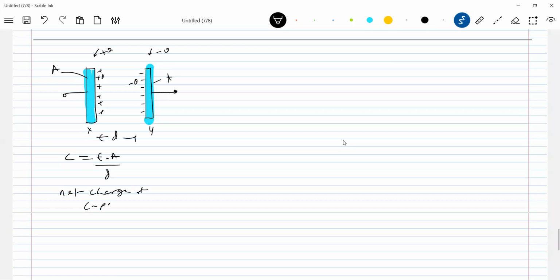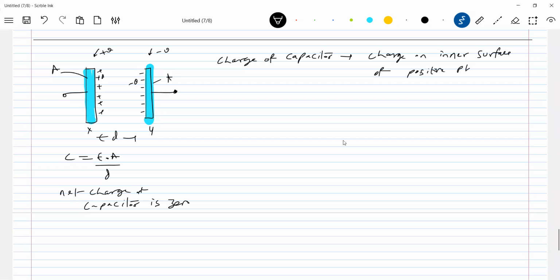The net charge of the capacitor is 0. That's all, no? What is the charge? Plus Q, minus Q. But charge of the capacitor, what should I say? How should we define it? The charge on the inner surface of the positive plate is defined as the charge of a capacitor.